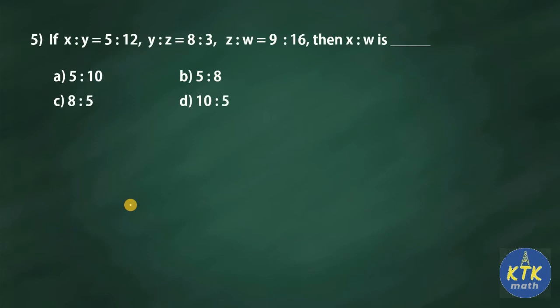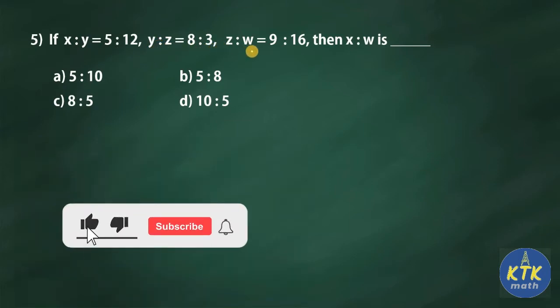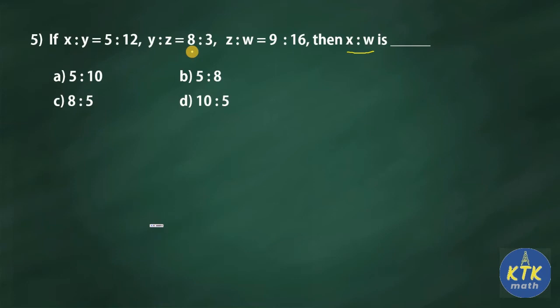Now next question. If x is to y equals 5 is to 12, y is to z equals 8 is to 3, z is to w equals 9 is to 16, then x is to w. That is, in this case they gave three ratios and are asking us to find x is to w, and your answers are given like 5 is to 10, 5 is to 8, 8 is to 5, 10 is to 5.